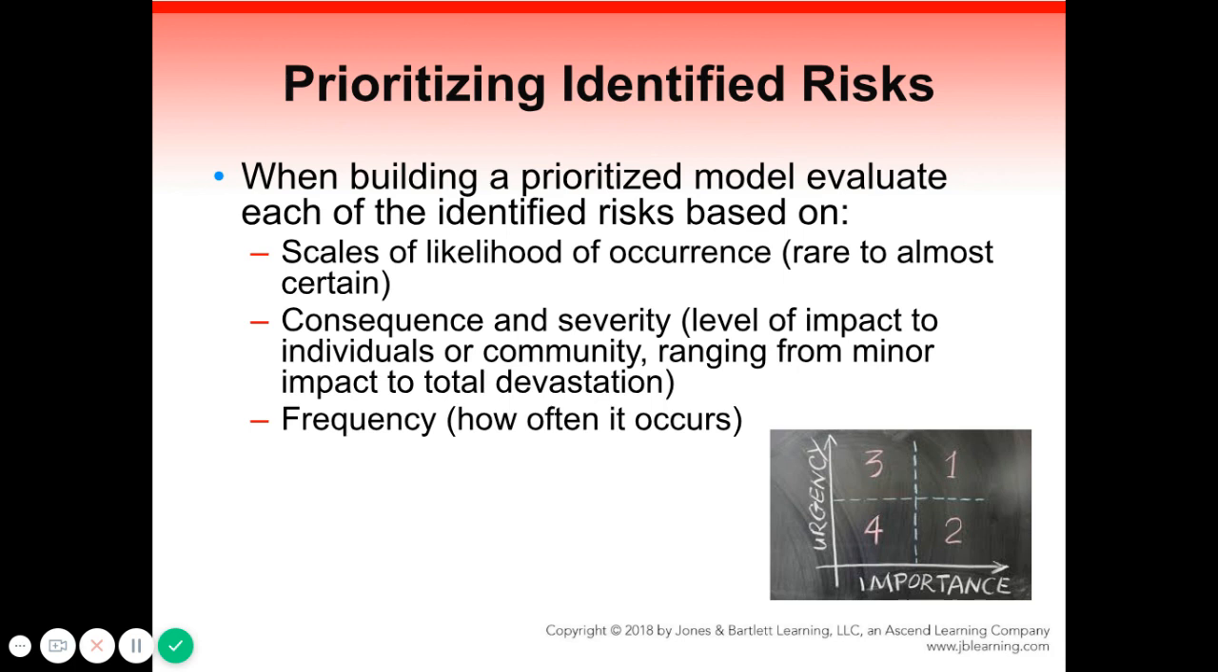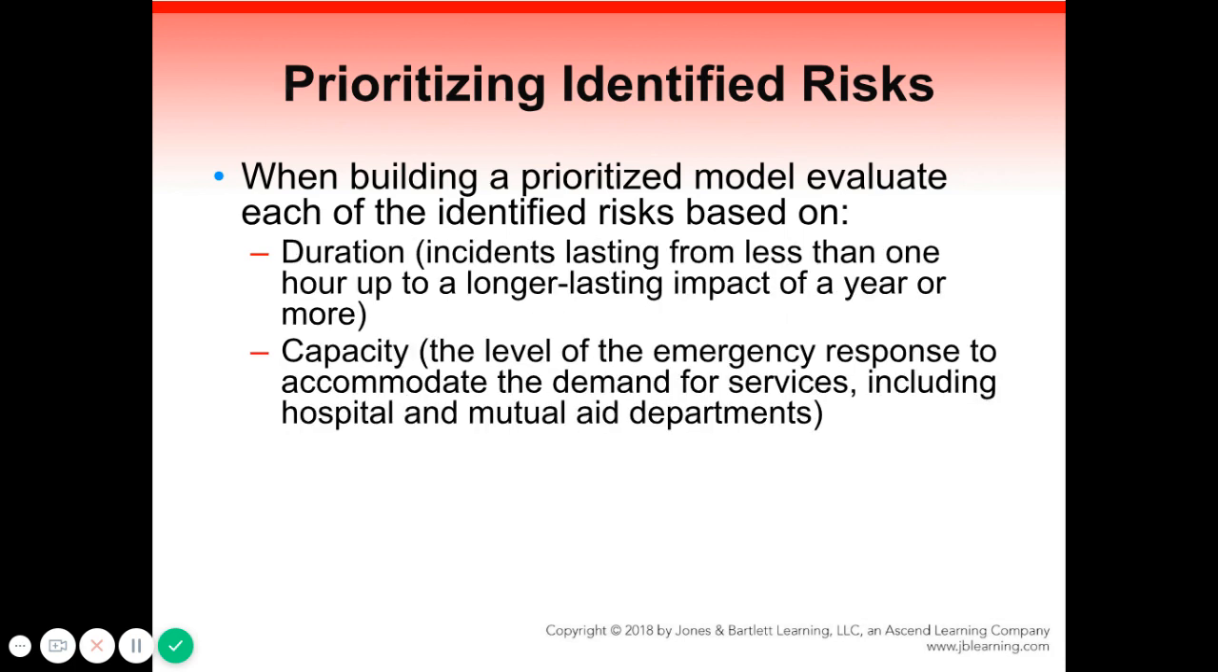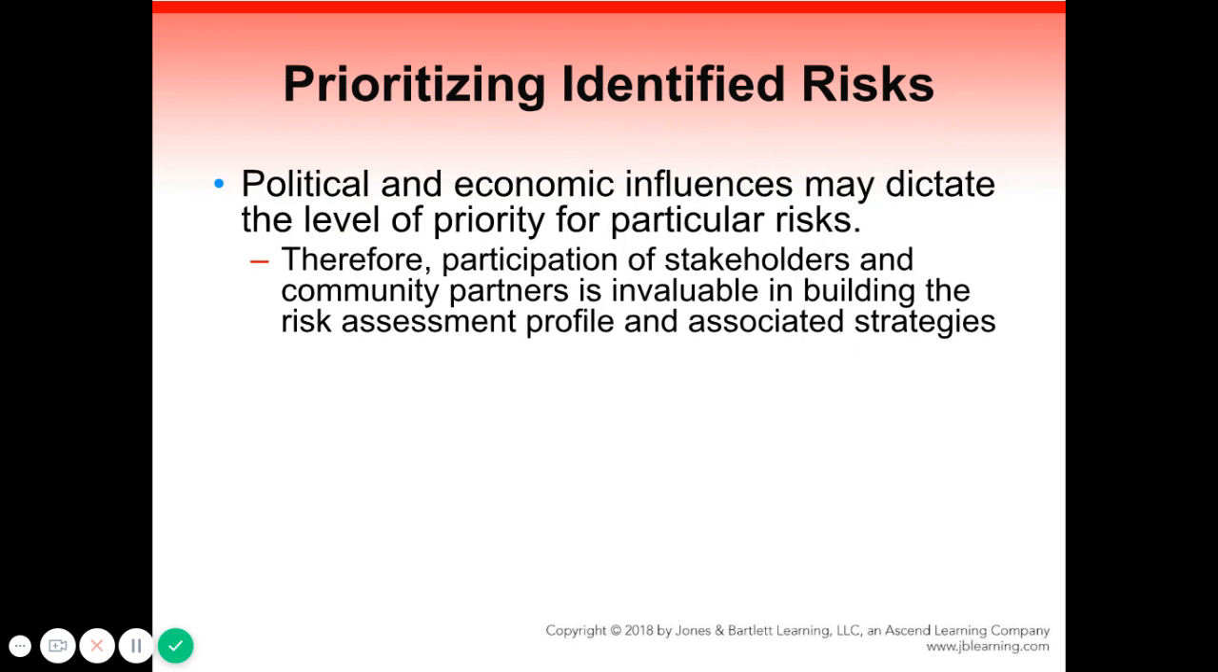And then frequency. How often does the risk occur? When building your prioritized model, these are some more things. You want to think about the duration, with incidents lasting from less than 1 hour to longer lasting impacts of a year or more. Is there a risk that the incident you're dealing with could last a while? Think about wildfires. Those could last for weeks or months. Capacity: the level of the emergency response to accommodate the demand for services, including hospital and mutual aid departments.